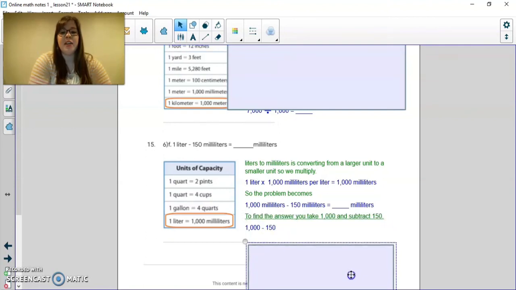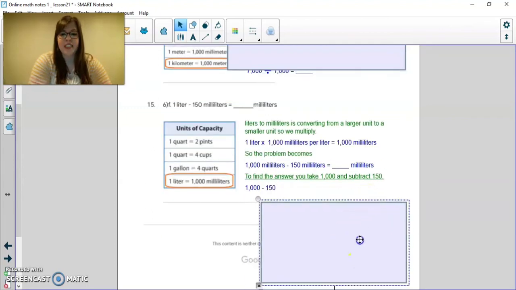So to solve this, you're going to subtract 150 from 1,000. So you're going to do 1,000 minus 150, and that will be your answer.